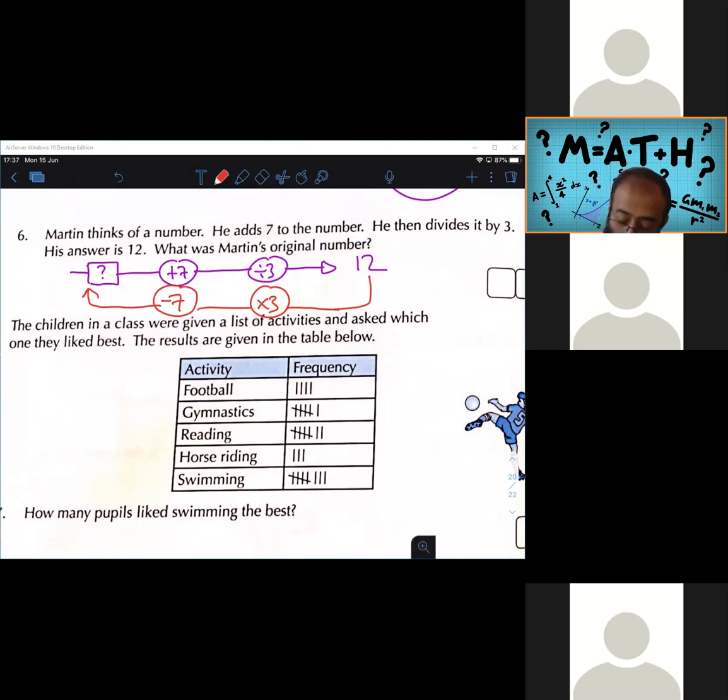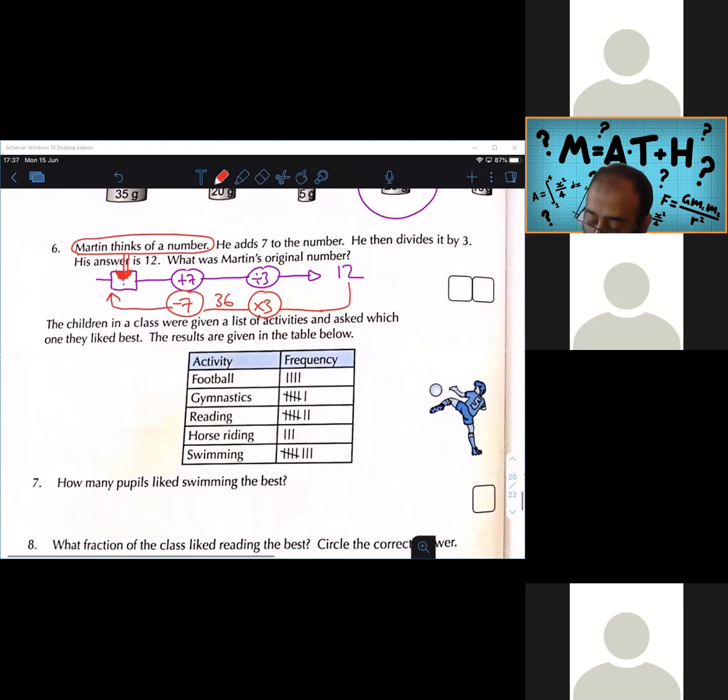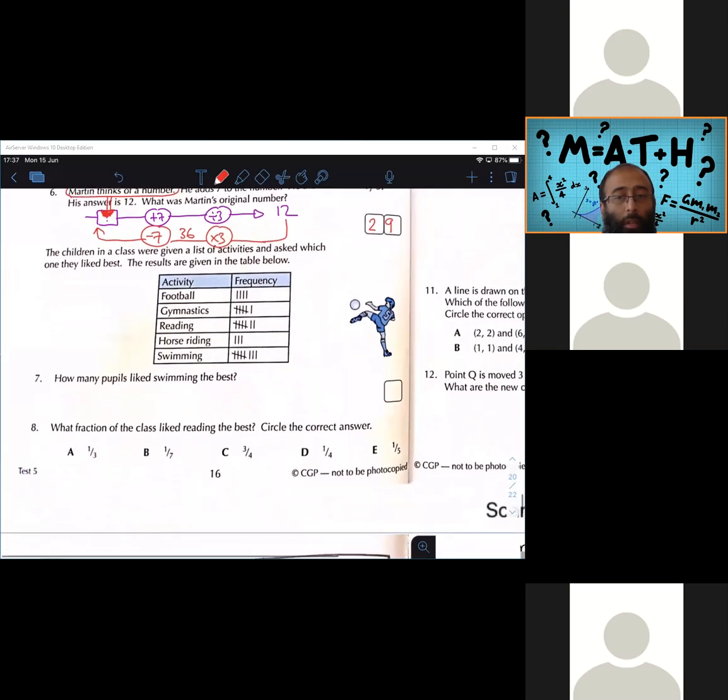So that's Martin's number here. 12 times 3 will give you 36. 36 minus 7 will give you 29. And that's the answer. Okay, next question.